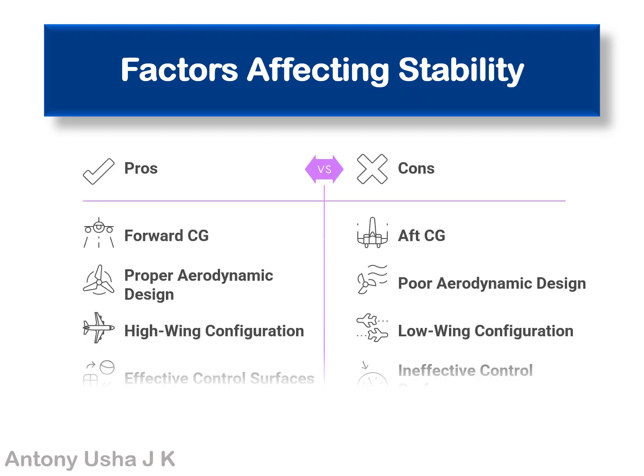Factors which affect the stability. I have mentioned some pros and cons based on the facts, which we can discuss here. The forward CG, center of gravity, proper aerodynamic design, high wing configuration, and effective control surfaces can be mentioned as pros for stability. The cons are aft CG, poor aerodynamic design, low wing configurations and ineffective control surfaces, which may lead to poor stability.